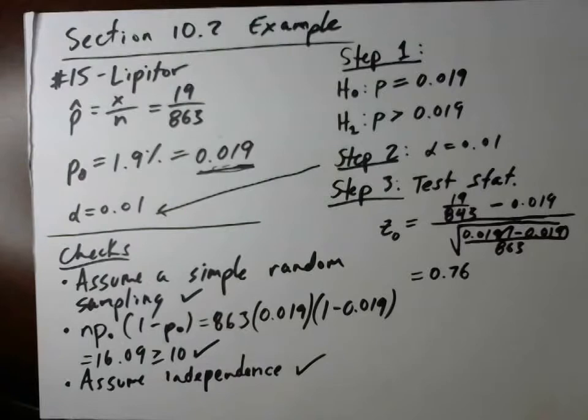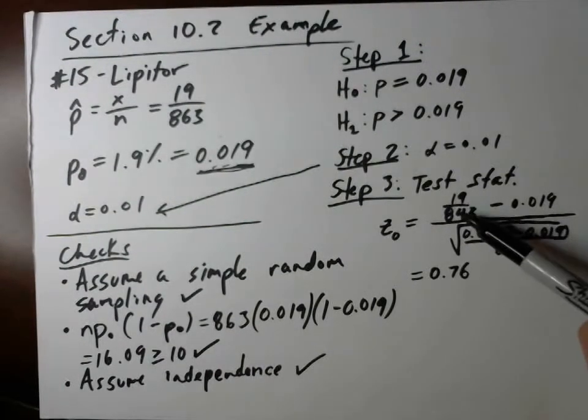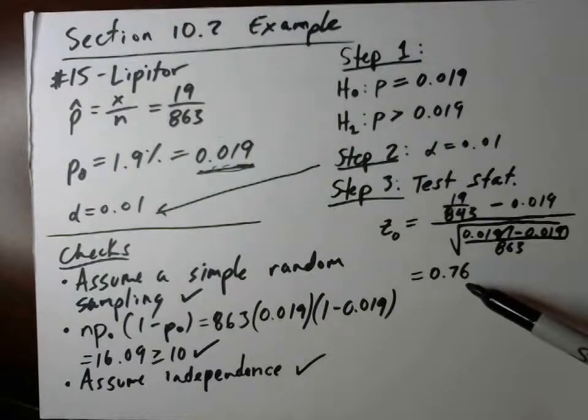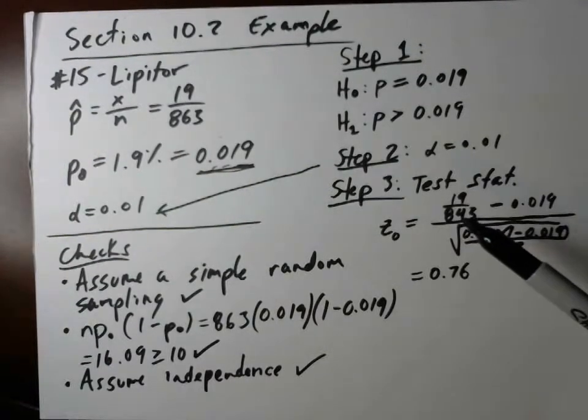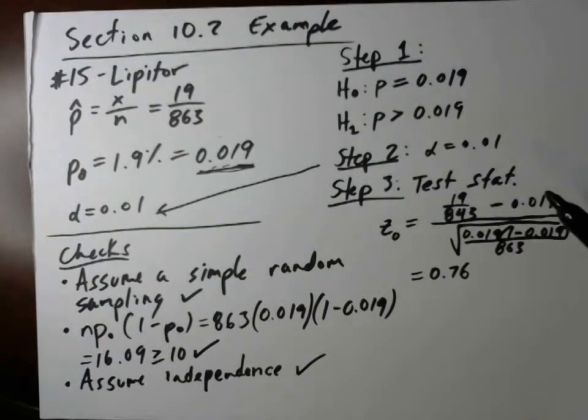So what this is telling us, z-naught being our test statistic, is that this value, 19 over 843, our data, is 0.76 standard errors above our claimed value. We're trying to test if this claimed value is correct. What we're doing is taking a sample and seeing how well the sample matches up to this, to see if our p naught is legitimate.